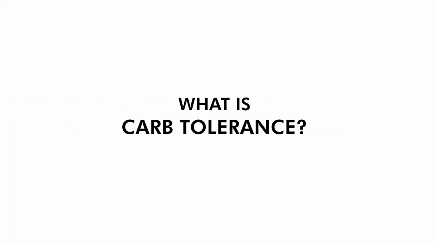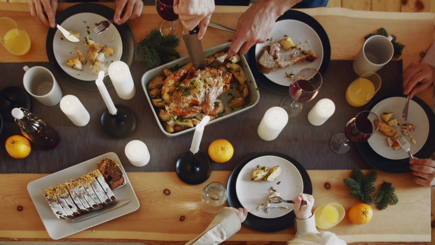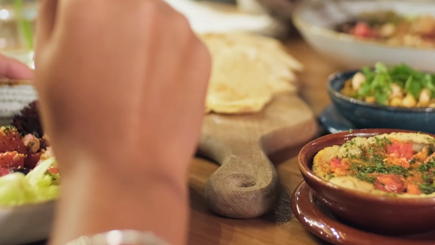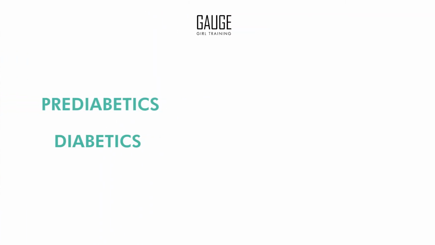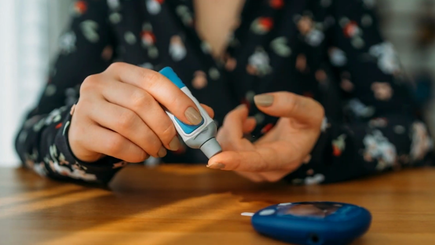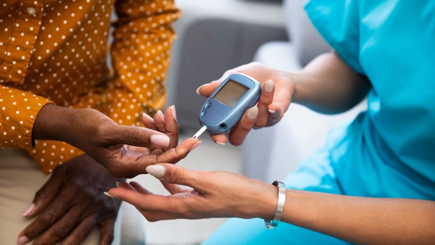So what is carb tolerance? Carb tolerance is the optimal amount of carbohydrates that an individual can consume on a biochemical level. And you have to realize that there is a spectrum. Now, on one end of the spectrum, you have pre-diabetics and diabetics, and these are people who cannot consume carbohydrates without it throwing their metabolism out of whack.